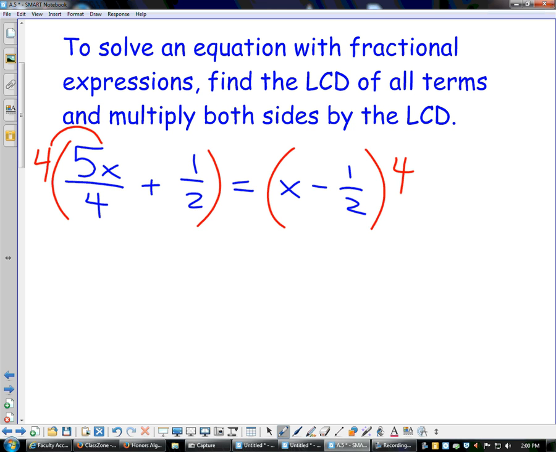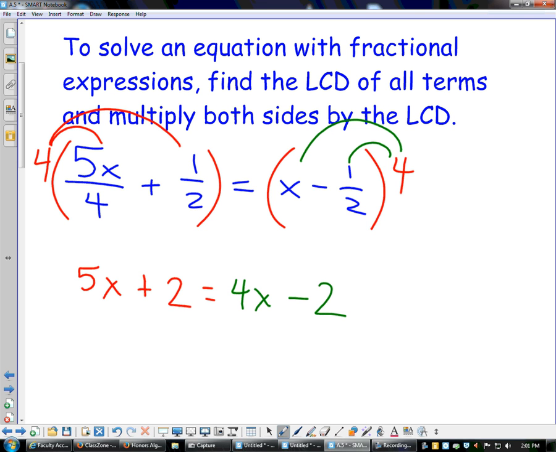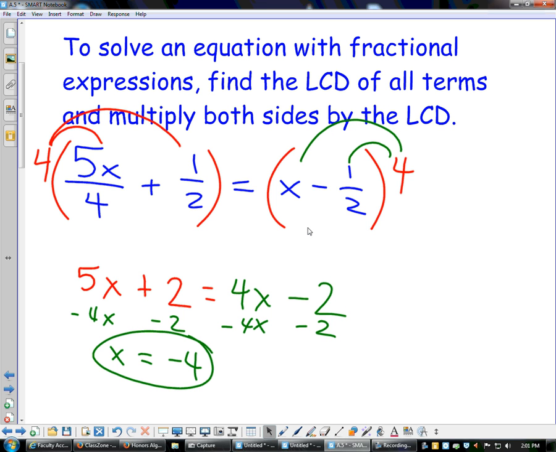If I take 4 times 5x over 4, I'm just going to get 5x. If I take 4 times 1/2, I get 2. And over here on this side, if I distribute the 4, 4 times x is 4x, and 4 times a negative 1/2 is a negative 2. At this point, we've got a nice linear equation to solve. Subtract 4x, and we get x plus 2 equaling negative 2. Let's subtract 2 from both sides also, and I get x equaling negative 4. And you could test that in the original to make sure that it works.